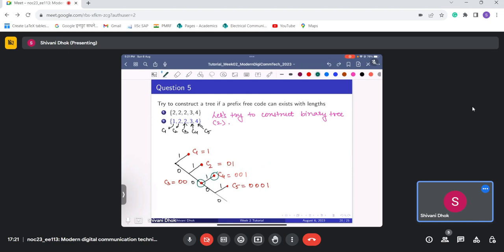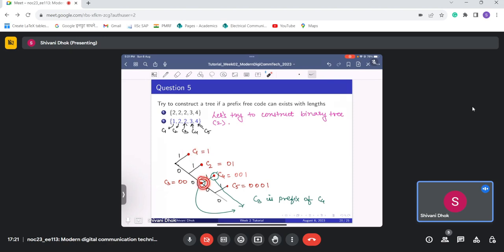Or let me see. From here, C3 is a prefix of C4. And by no other way can we add another length code without breaking this prefix-free property for this given set of lengths. Either I'll have to branch out this node or I'll have to branch out this node.